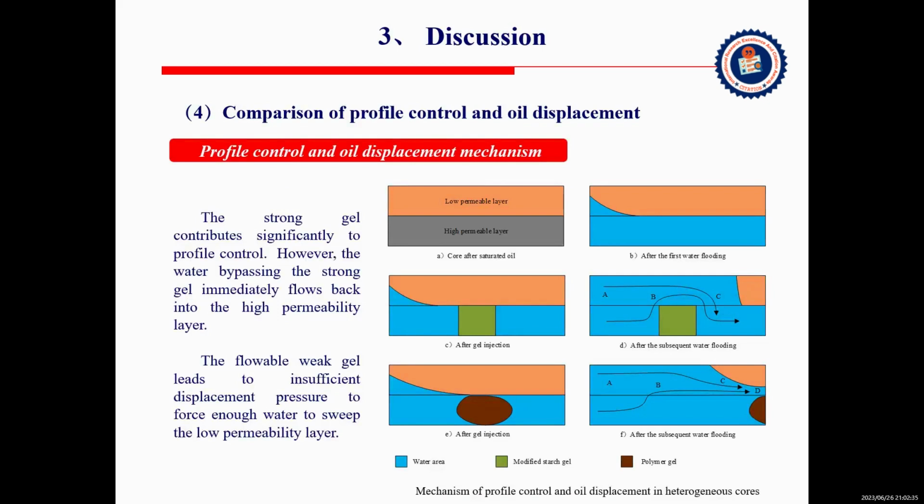For the profile control and oil displacement mechanism, the strong gel contributes significantly to the profile control. However, the water bypassing the strong gel immediately flows back into the high permeability layer. But the flow back of the weak gel leads to insufficient displacement pressure to force enough water to sweep the low permeability layer.